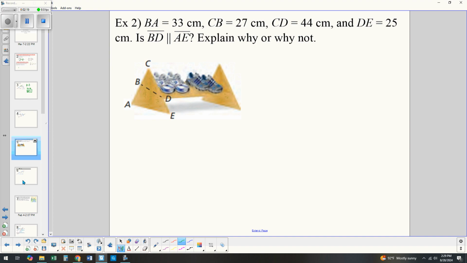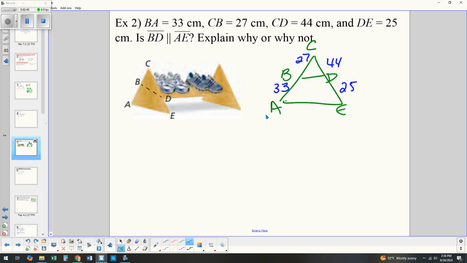For example 2, they're giving me some measurements, and they want to determine if BD is parallel to AE and explain why or why not. So let's draw out this picture. CBDAE. So BA is 33. BC is 27. CD is 44, and DE is 25. So I'm going to compare. I'm going to put 27 over 33, and I'm going to put 44 over 25, and I'm going to check to see if they are equal.